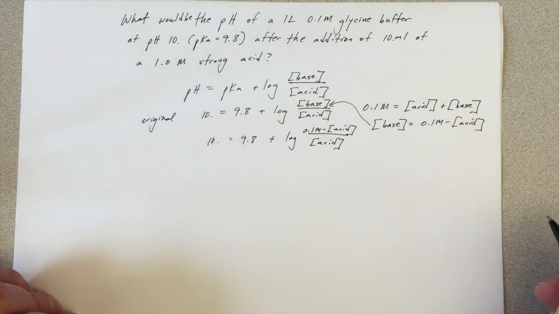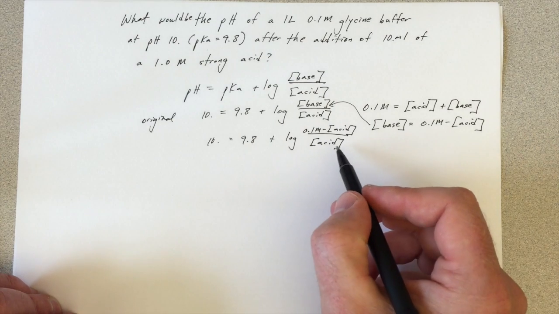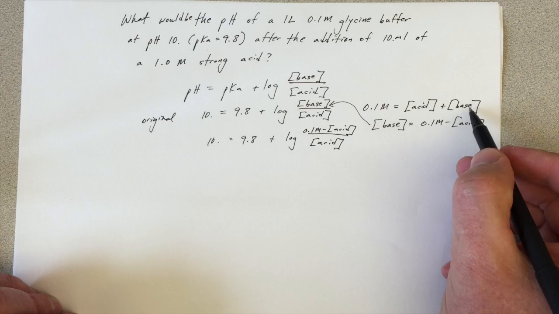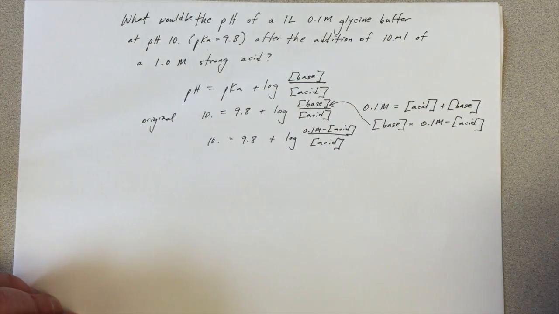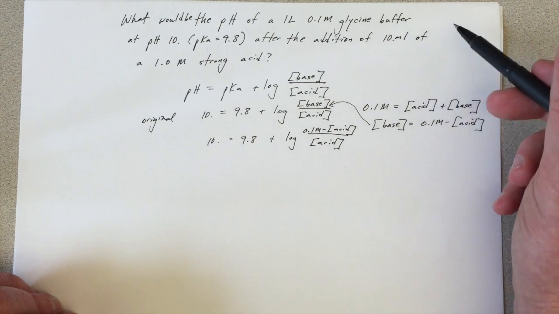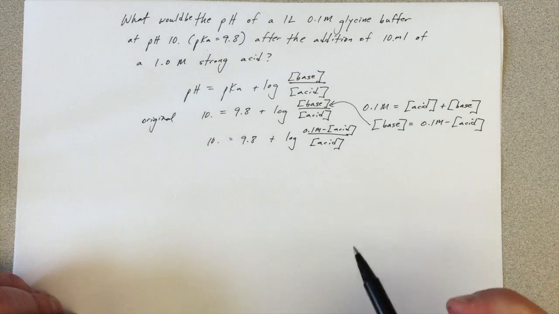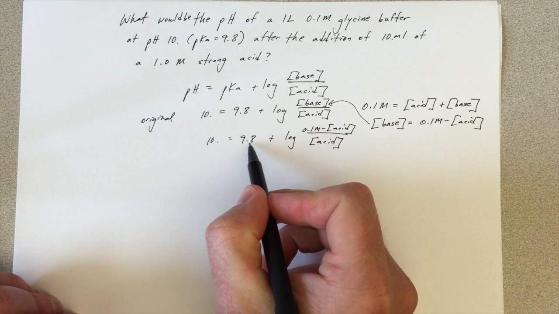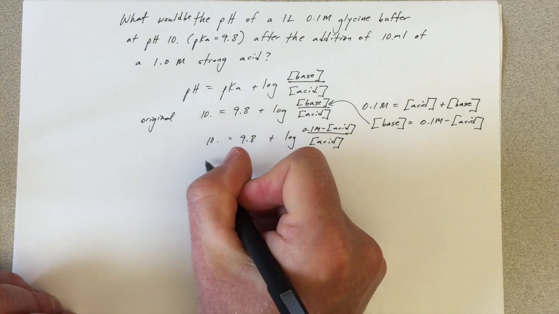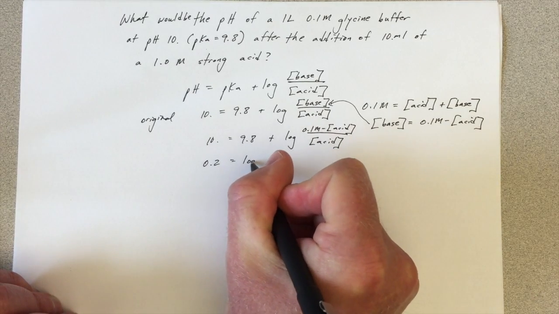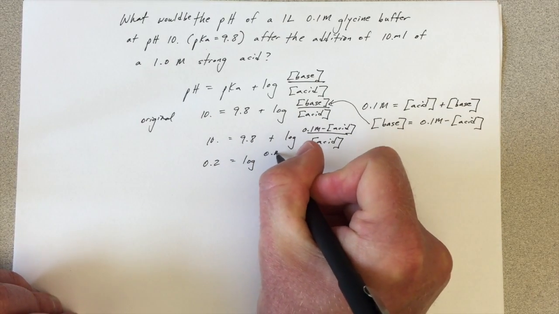So let's do some algebra and try to solve for the concentration of acid. Then I can solve for the concentration of base, and that should give me a complete description of the original buffer using Henderson-Hasselbalch. And then maybe I can figure out what to do with it after adding acid. So let's work through this. Let's move this 9.8, combine it with the 10. So 0.2 equals the log of all this stuff.